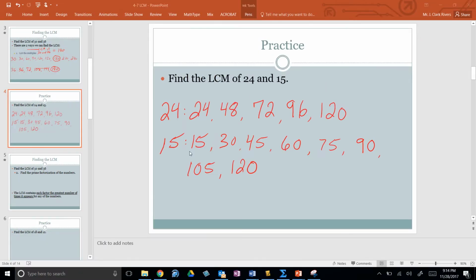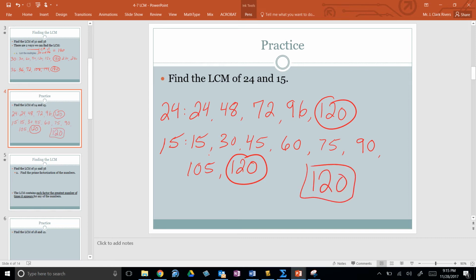Okay, so I've listed out the multiples of 24 and 15. As I was listing out the multiples of 24, 24, 48, 72, 96, I knew if it was going to be a multiple that was also a multiple of 15, it had to end in a 0 or a 5. So this ends in a 4, an 8, a 2, a 6. And when I got to 120, I said, let me stop there and check out the multiples of 15. So 15, 30, 45, 60, 75, 90, 105. And then sure enough, 120 shows up. So 120 is the least common multiple.